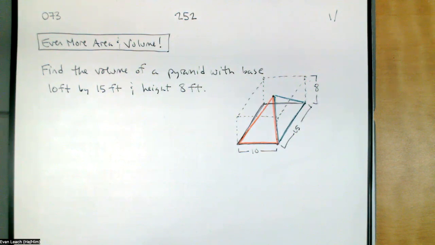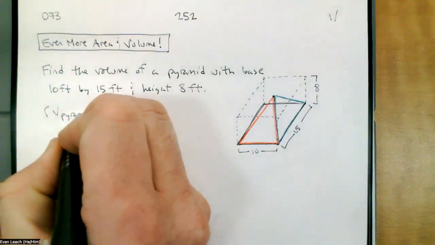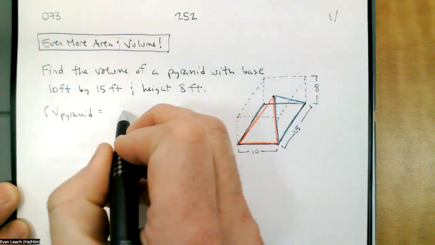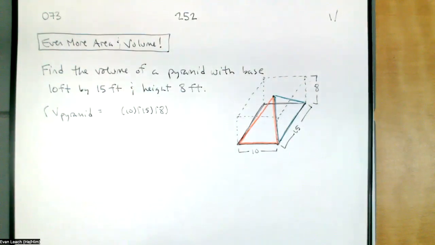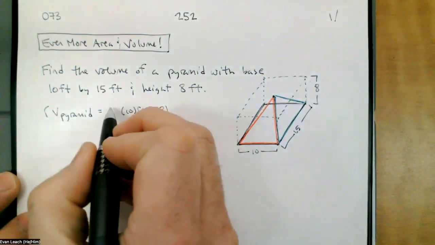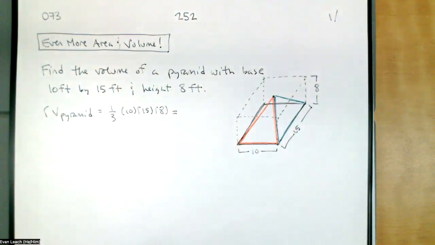Now, the important thing to note here is that we're not trying to solve some kind of mystery, like what is the volume of this pyramid, because we can just calculate that. We're just going to find the volume of the rectangular solid in which it sits. We'll just take 10 times 15 times 8. That's the volume of the rectangular solid from which we are cutting this pyramid. And we want 1/3 of that volume. So whatever that's going to be.